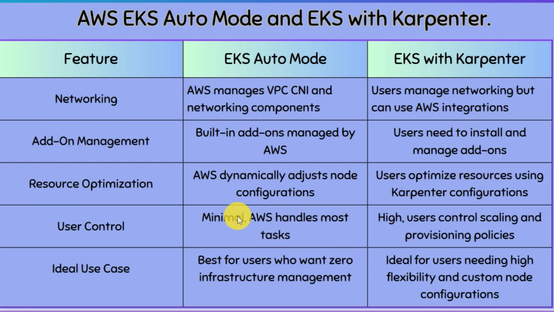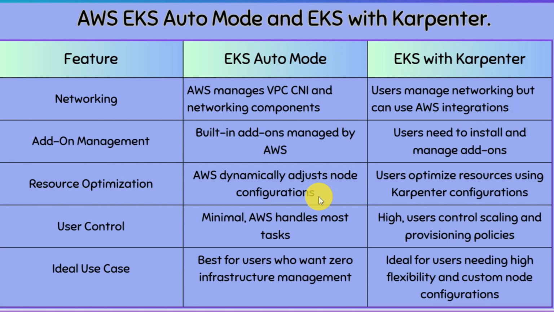Next, on networking, AWS manages VPC, CNI, and other core add-ons and components. Here, users need to manage these components. All the built-in add-ons we discussed are managed by AWS. The user needs to install and manage these add-ons, as we will see in our hands-on demo, where we go through the AWS console and see the add-on sections on the EKS console.